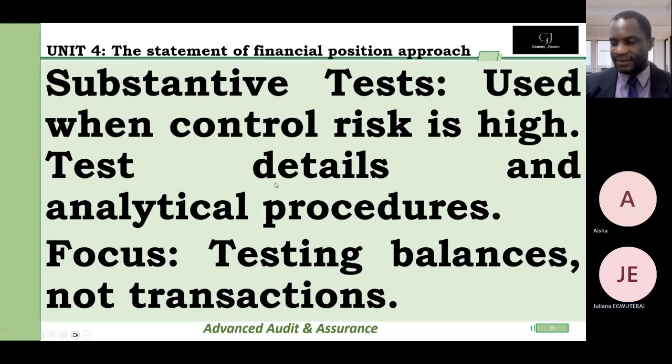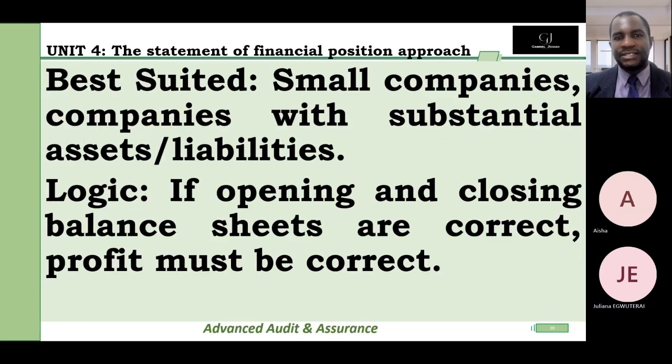You're welcome. So this approach is best suited for small companies with substantial assets and liabilities. The logic is if the opening and the closing balance sheets are correct, then the profit must be correct. And that's what informs our judgment. So the substantive test we are emphasizing is that the auditor does not rely on the internal control. So the audit is driven by detailed substantive tests of balances, and the analytical procedures must be done painstakingly to have evidence.